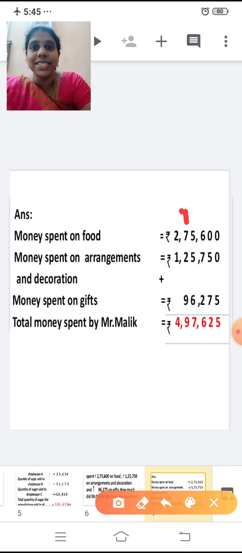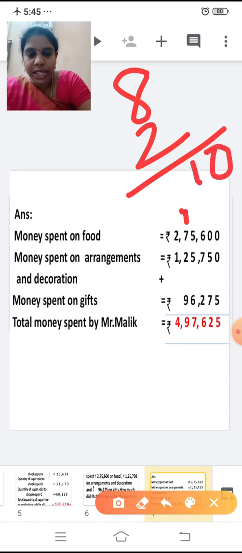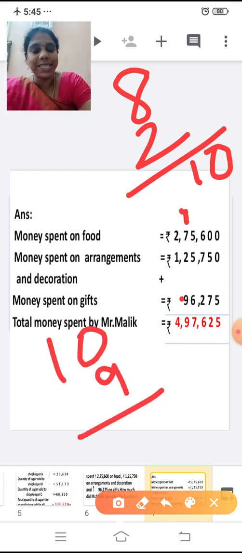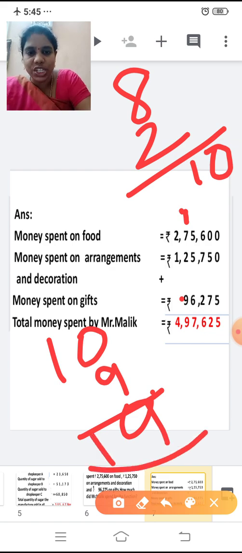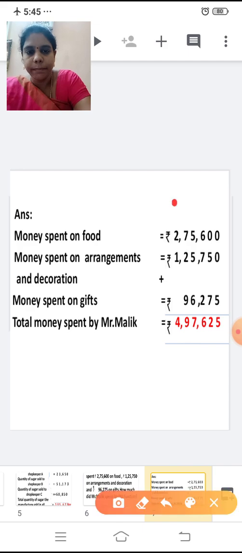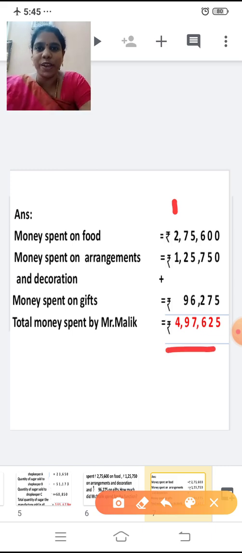Now, 1 plus 7 is 8. 8 plus 2, 9, 10. With 10, I am going to add 9 more to it. 0 plus 9, 9. And 1. So, 19. So, write 9 here and 1 will be carried over to the next place. Now, add 1 plus 2 is 3. 3 plus 1, 4. So, what is the total amount you spent for the function?